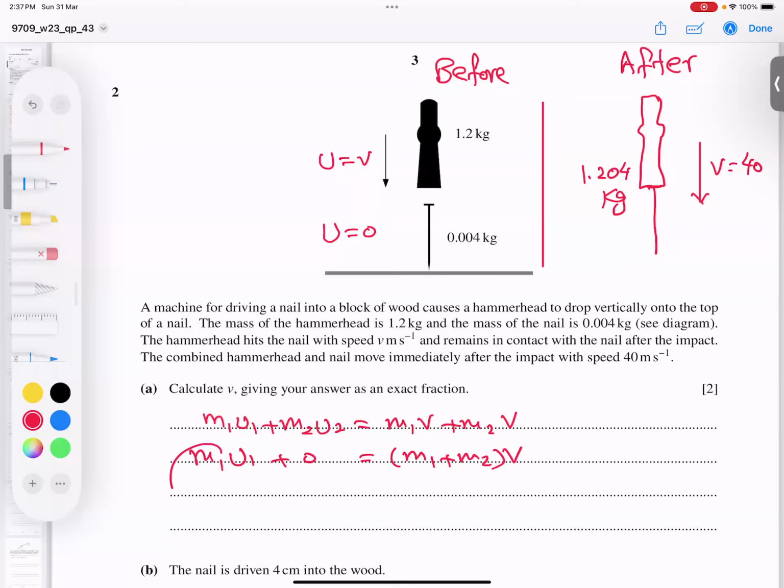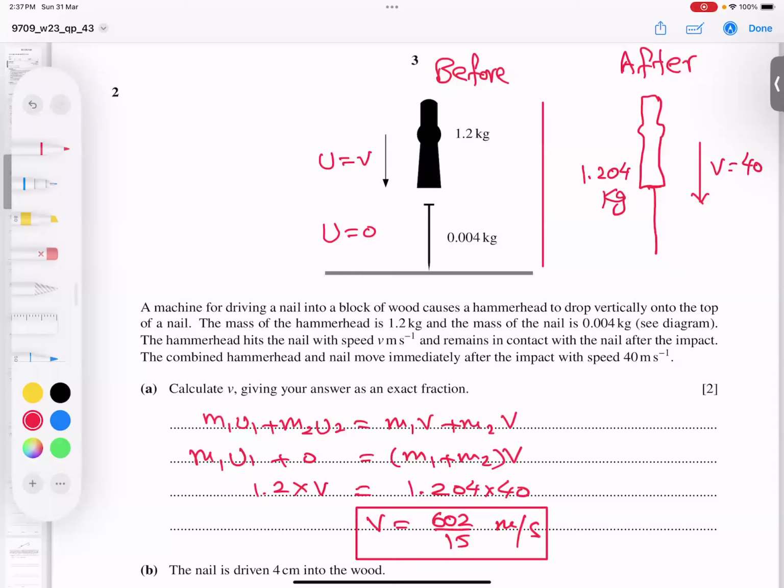And m2 u2 is 0 because that speed is 0. So I'm plugging in the values. Mass 1 is 1.2 into the unknown speed, and both together the mass is 1.204 and the speed is 40. He said to give the answer in exact form. So let me check: 1.204 into 40 divided by 1.2. It gives us a velocity of 602 over 15 meters per second. Alhamdulillah, I believe it is clear. So let's talk about the next part.